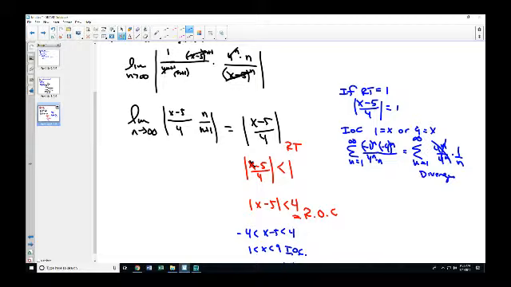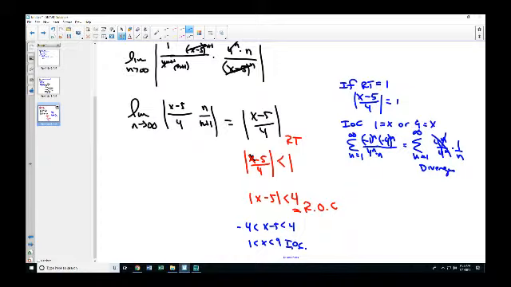So at x is 1, we diverge, so we're going to leave this without 1 on it. Inconclusive means it can be either or, so the ratio test is inconclusive at 1, and we have to figure out whether we diverge or converge at that spot. Now we have to do 9 as well.